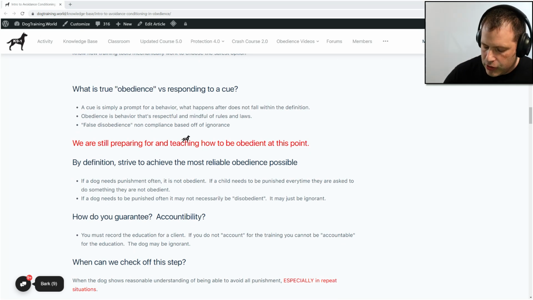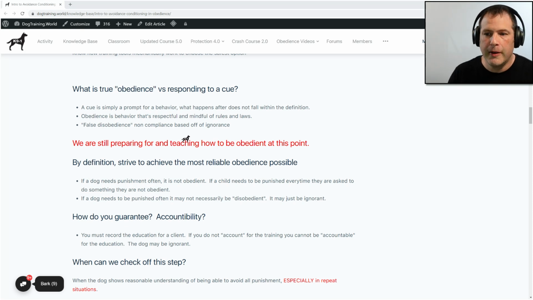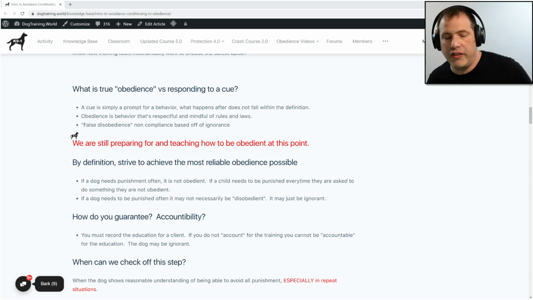So I like to try to stay away from gimmicky words as much as possible, to remain as professional as possible and to be accountable. For example, if I'm saying a cue, I mean a cue. A cue can also be used interchangeably, in one way, with obedience. If you're doing obedience, you give a command, you could call it a cue, but not all cues are obedience commands, all right? A cue is simply a prompt for a behavior. What happens after does not fall within the definition.